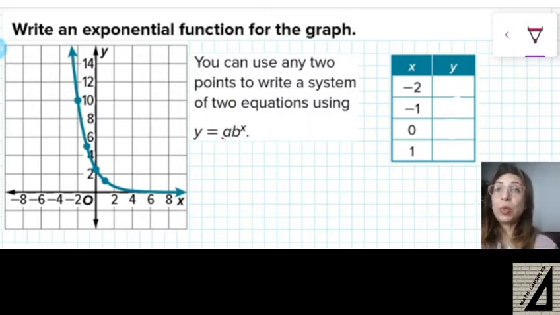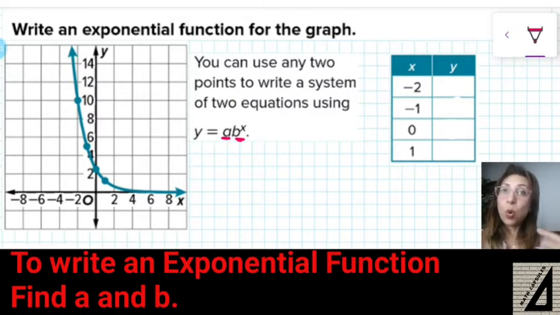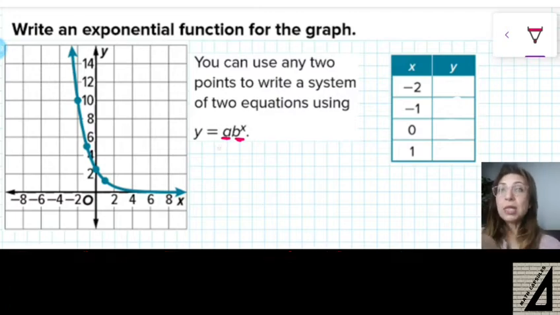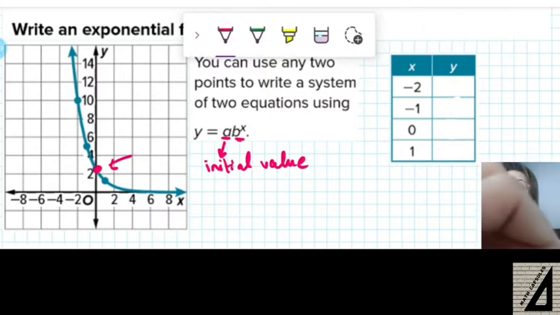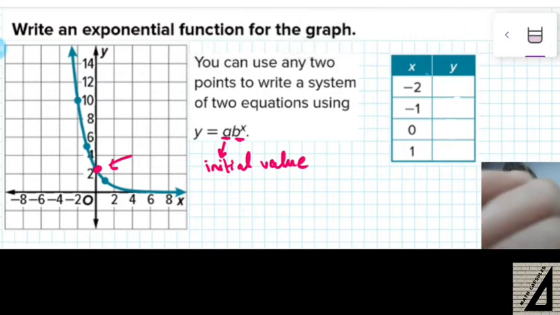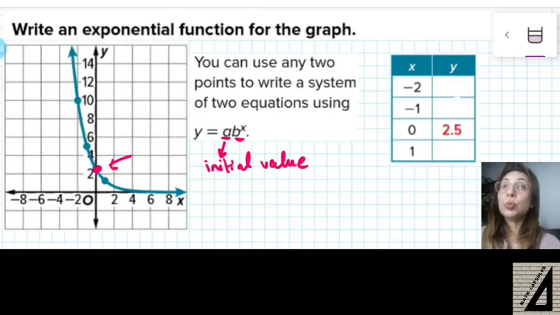First of all, we need always to find what is A and what is B. This is always our goal, to write the exponential function, to find what is A and to find what is B. We know that A is always the initial value. And the initial value from the graph is the value where x is 0. From the graph, you can see that this is the initial value, which is 2 point something. It's greater than 2. It's almost 2.5 or 2.25. So from the graph, the point with x equal to 0 has y equal to 2.5.